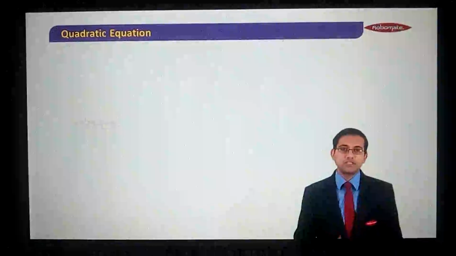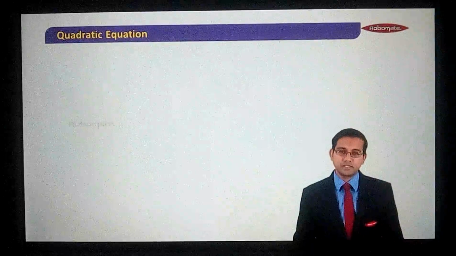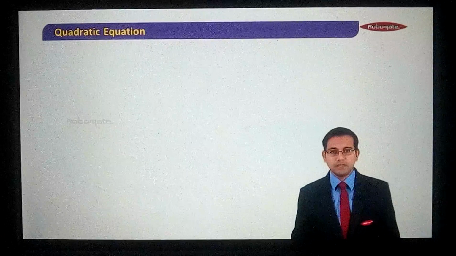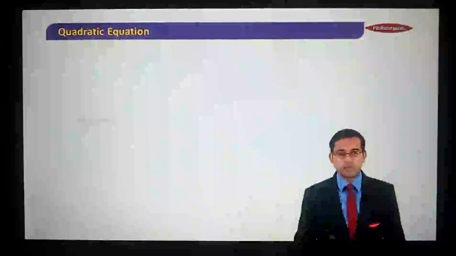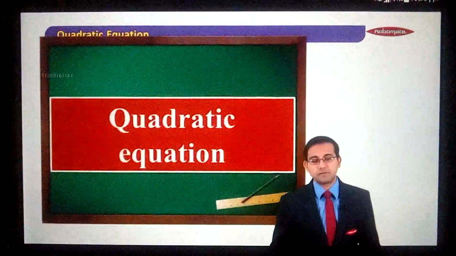Now quadratic equation is a very important chapter as much as the entrance exam is concerned, both the JEE Mains as well as JEE Advanced. So let's begin this interesting chapter.